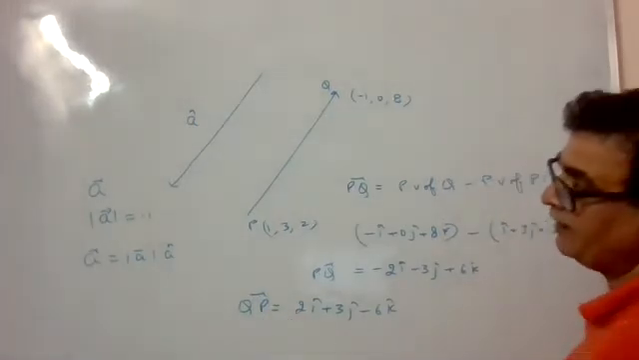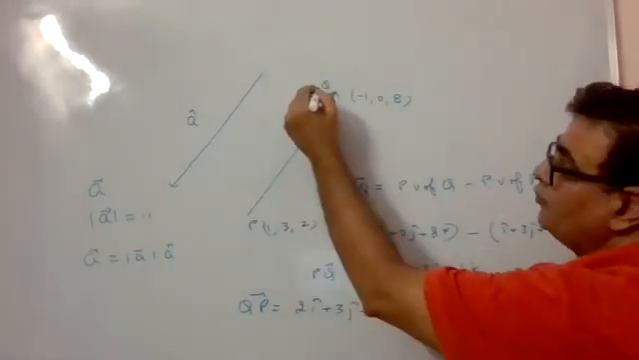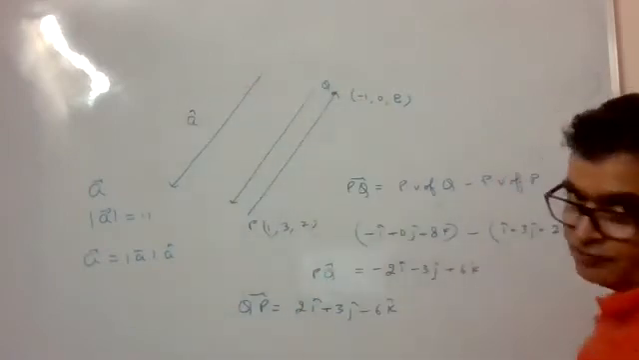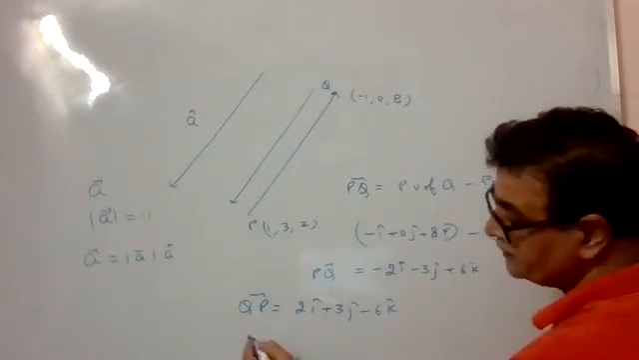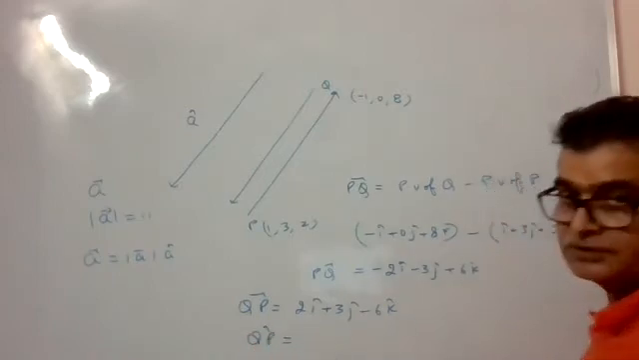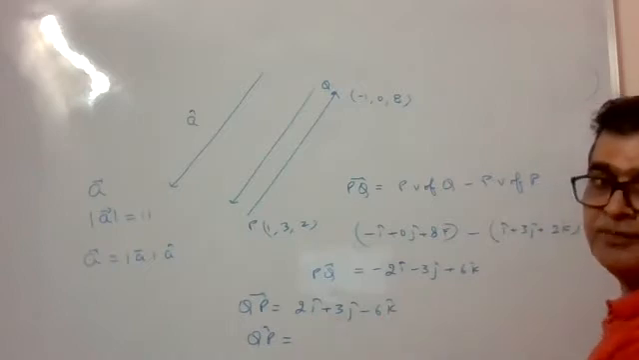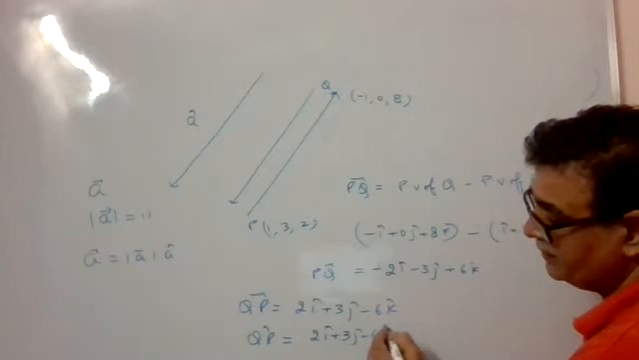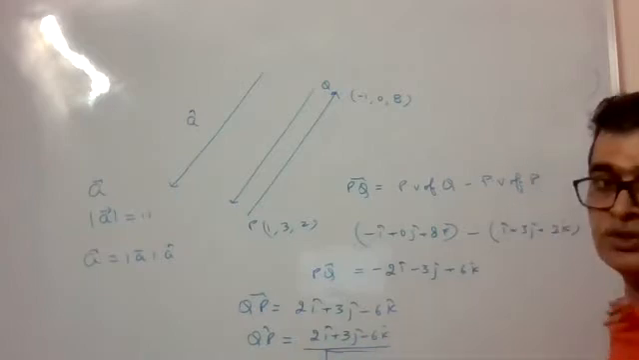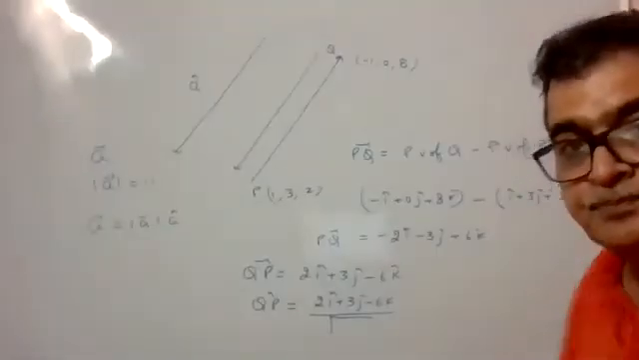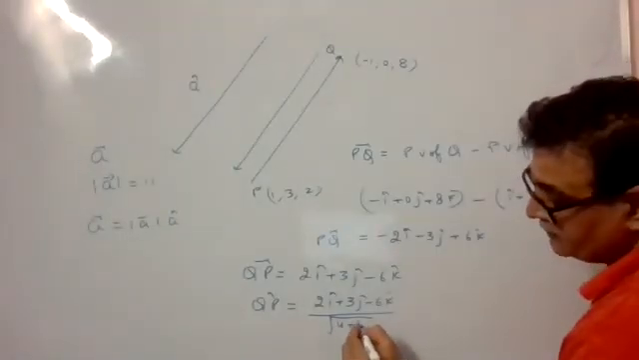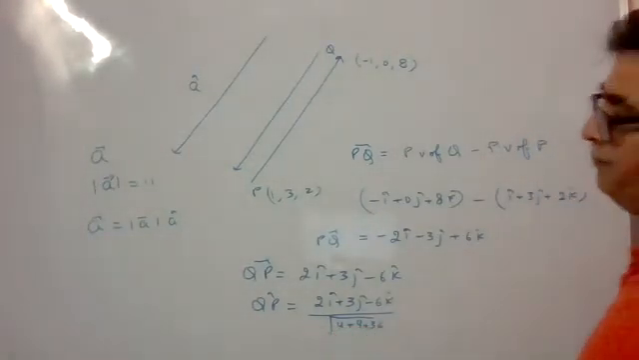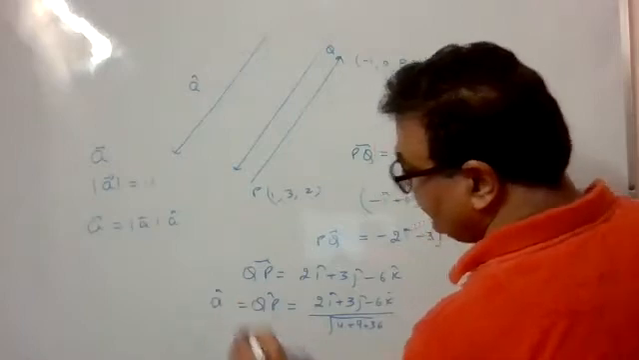And now I want a unit vector of it, because the unit vector of QP will be giving the direction of this vector. So we find out what is QP cap. What this formula says, the vector divided by its magnitude. So I should say 2i plus 3j minus 6k by under root, 4 plus 9 plus 36. This is QP cap, and this is what you have as A cap.